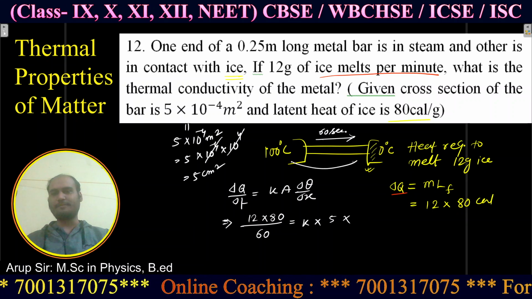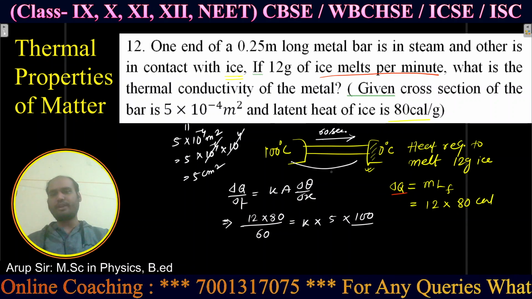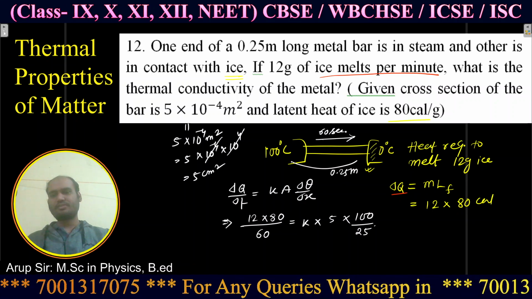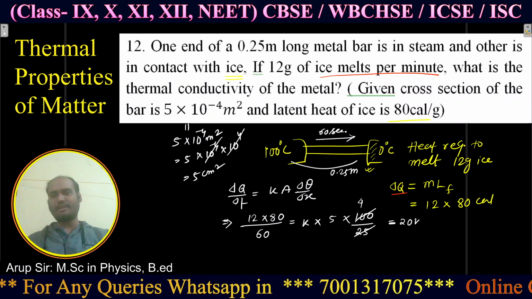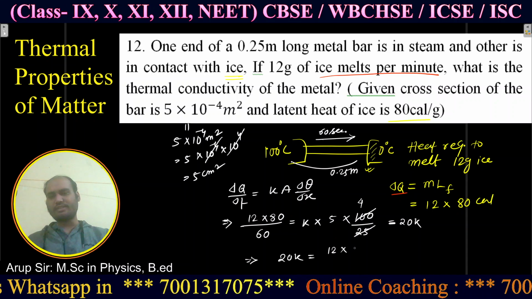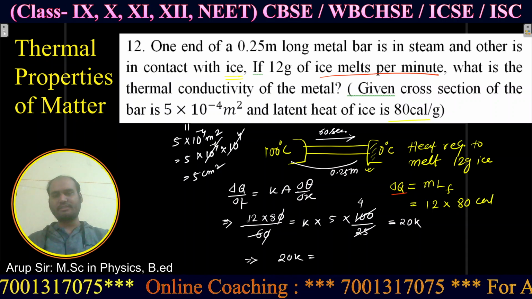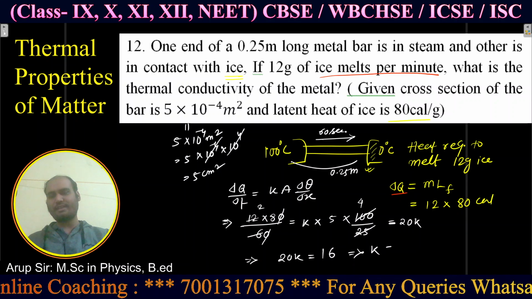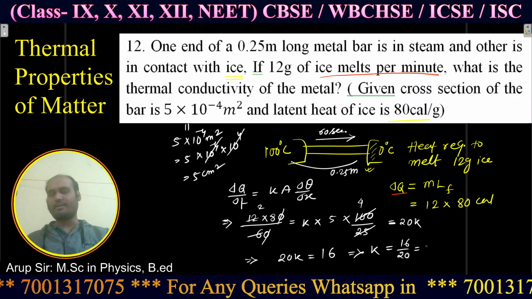What is delta theta? 100 minus 0, that means 100, divided by delta x. What is the length? 0.25 in meter unit, so in centimeter unit it will be 25. So 100 times 5 divided by 25 is 20, so basically it is 20k. That means 20k is equal to 12 into 6. If you cancel these terms, 12 into 6 is... so 12k is 16. Now what is the value of k? It is 16 by 20, which equals 4 by 5.